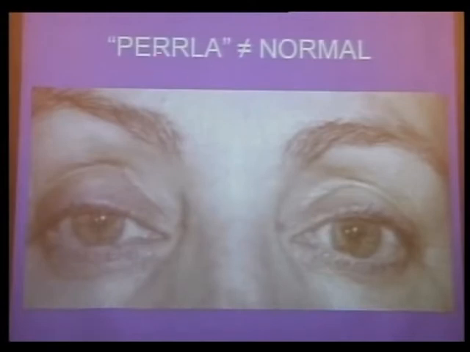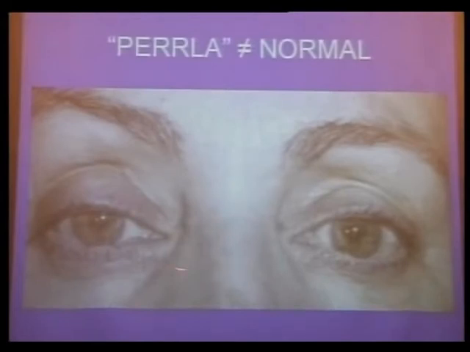Because PERLA only checks for equal in the light, reactivity to the light, and the accommodation, which is all the parasympathetic side. There is no assessment of 2 important pieces of information with PERLA. One is the relative afferent pupillary defect, and the second is anisocoria in the dark. So we need to assess the anisocoria in the light and the dark.